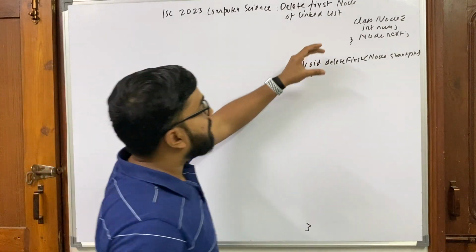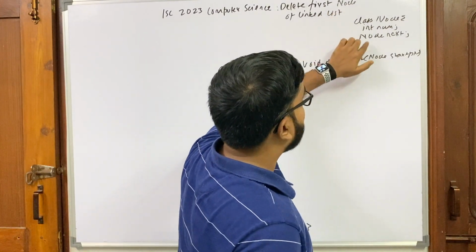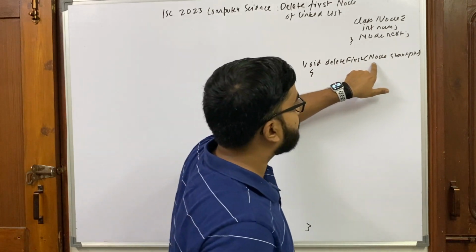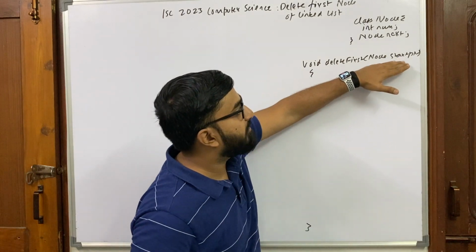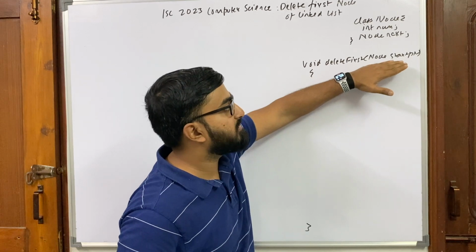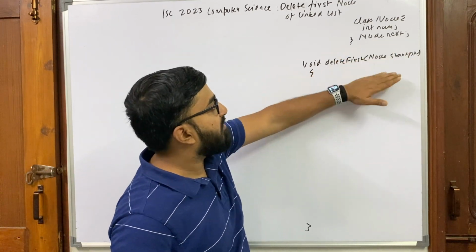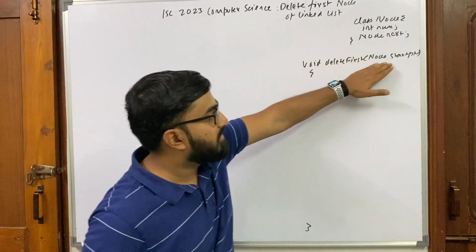Alright, so we have been given a class node that has an integer num and a node next which stores the reference to the next node. We are given a function delete first that takes a node start pointer. This is the reference to the first node in the linked list. This is the head of the linked list, and it basically stores the linked list. And you have to delete the first node in this linked list.